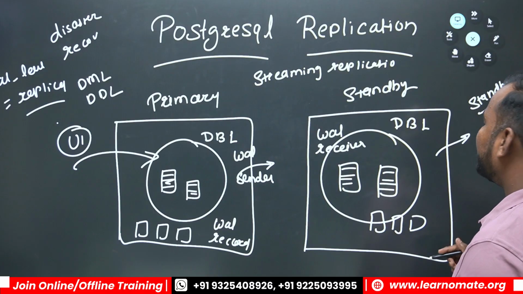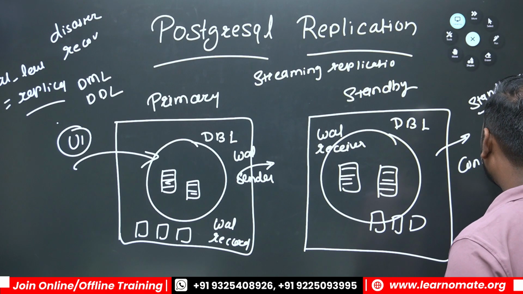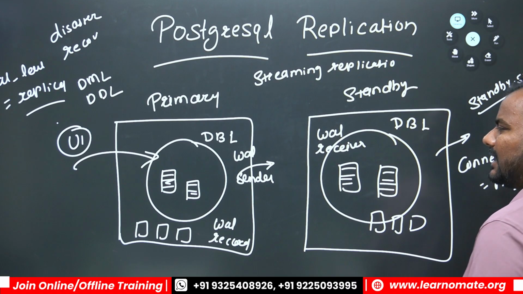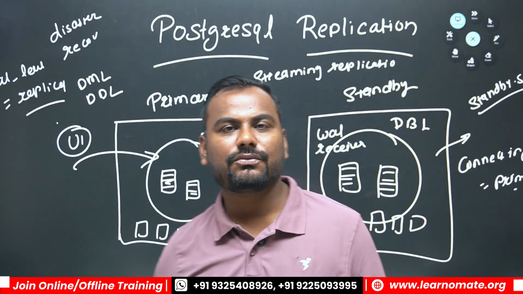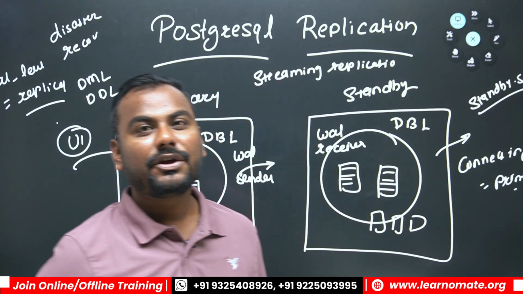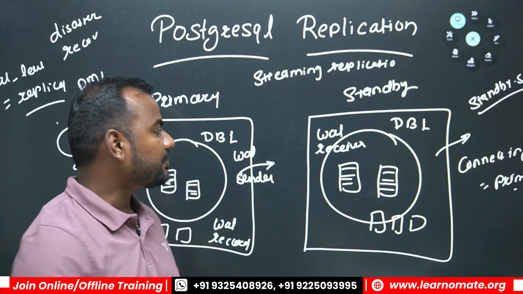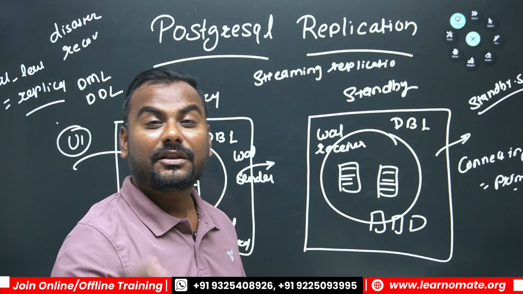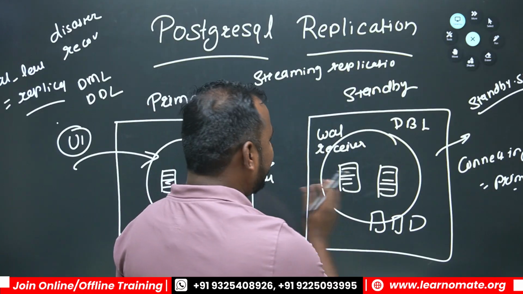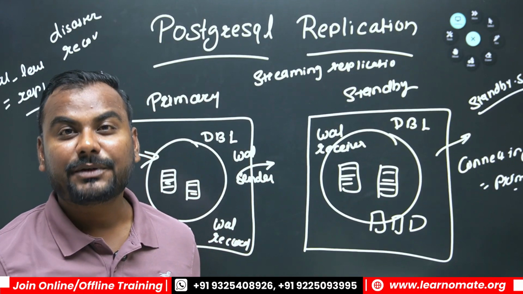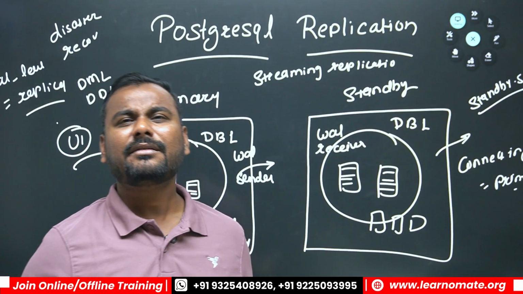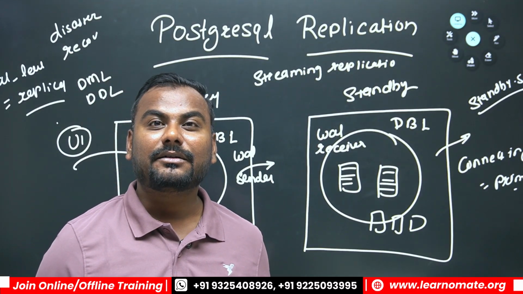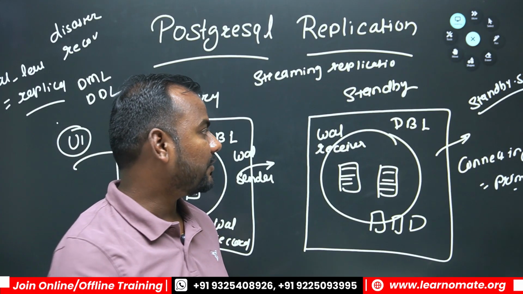Apart from this, on the standby side, you need to mention the connect info. Connect info means you are going to specify the IP address of primary. So basically, how will your standby come to know that it needs to take the WAL records from primary? Because in the connect info, which is your configuration parameter, you specify the IP address of your primary, and by using that IP address only, it will come to know that it needs to take the WAL records.